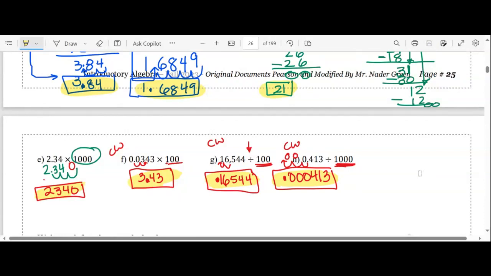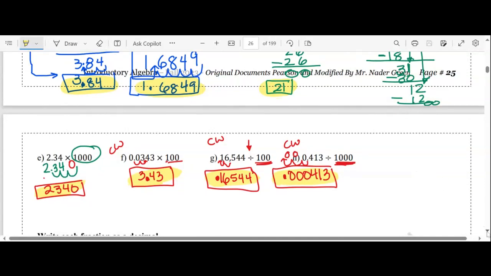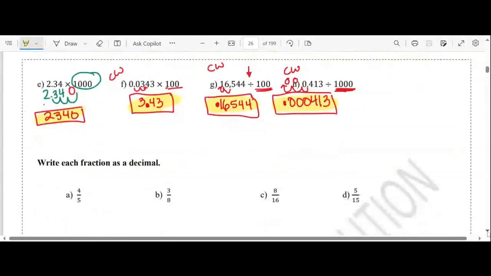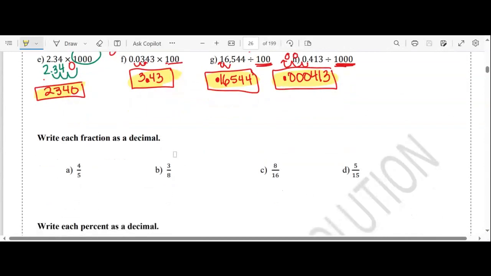Yalla, next one. Write each fraction as decimal. Okay? So I have 4 over 5. How can I write this as decimal? 0.8. So I have to do long division, right?